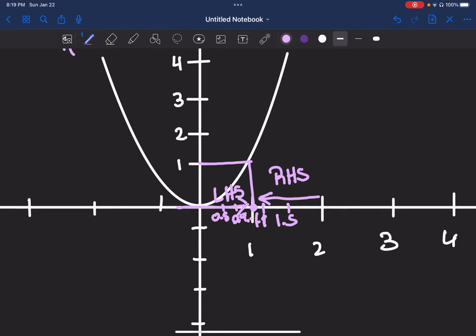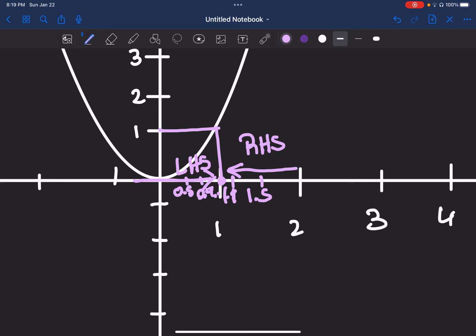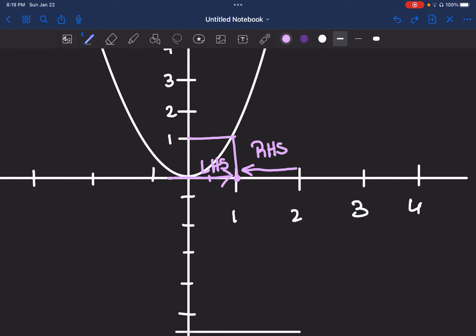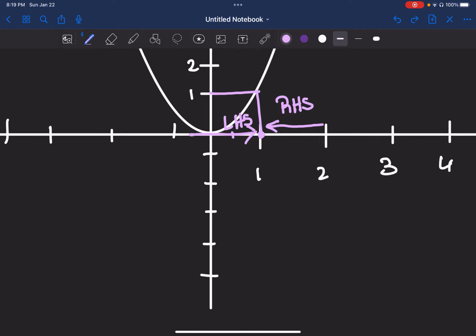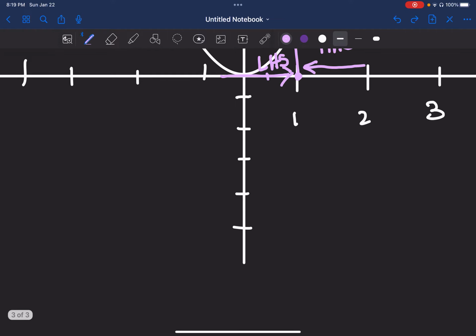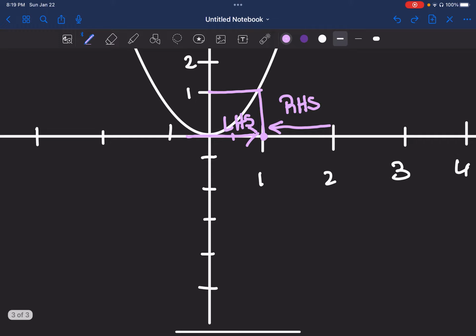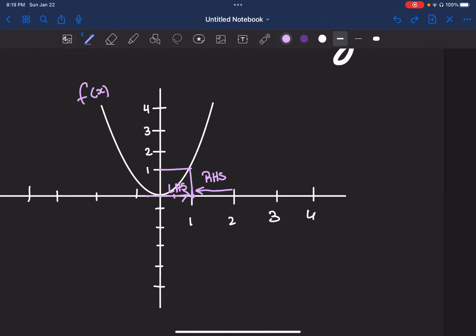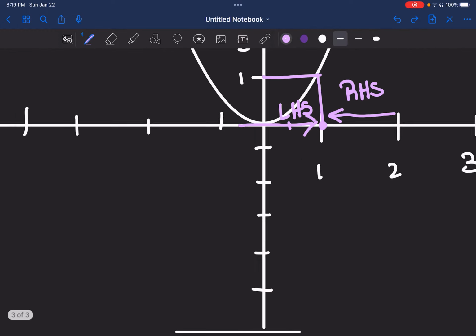This looks kind of jumbled right now, so I'll erase it a bit. But you get the point. We can approach from the left-hand side or the right-hand side. What the limit essentially is, is a point where the graph may not hit, but it can approach it to a certain degree.